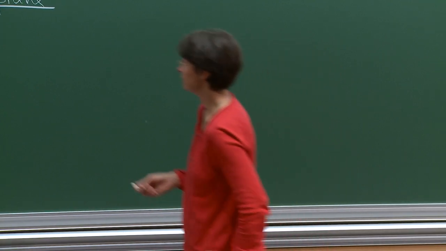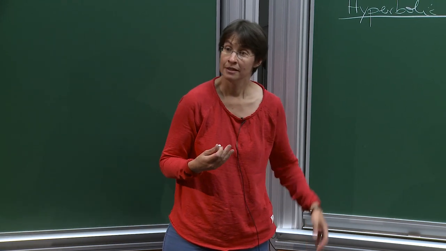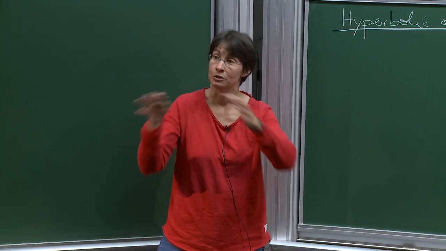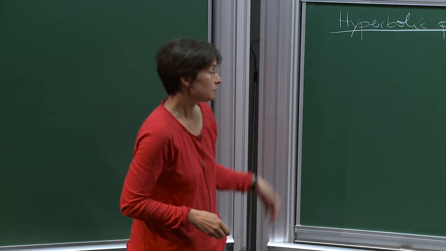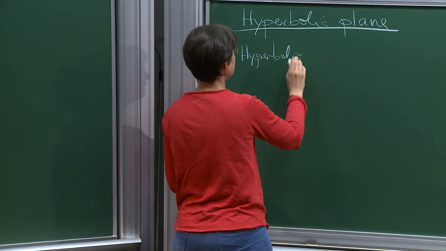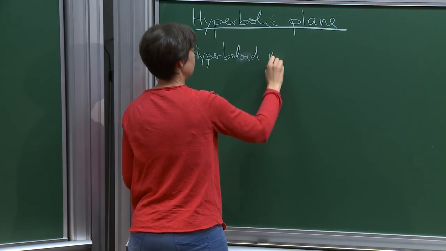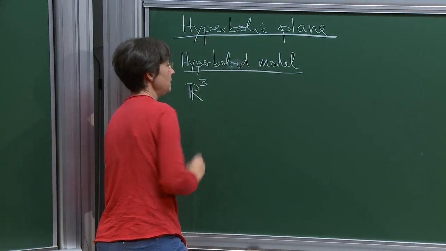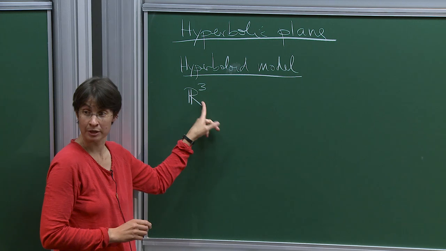The first I want to discuss is what's called the hyperboloid model. This looks at the hyperbolic plane in a similar way as we usually look at the sphere. If you have the sphere, we think of it as sitting in Euclidean 3-space as the set of vectors of norm 1. So when we look at the hyperboloid model, we also look at 3-space, but now we don't endow it with the Euclidean scalar product, but with a Minkowski scalar product.